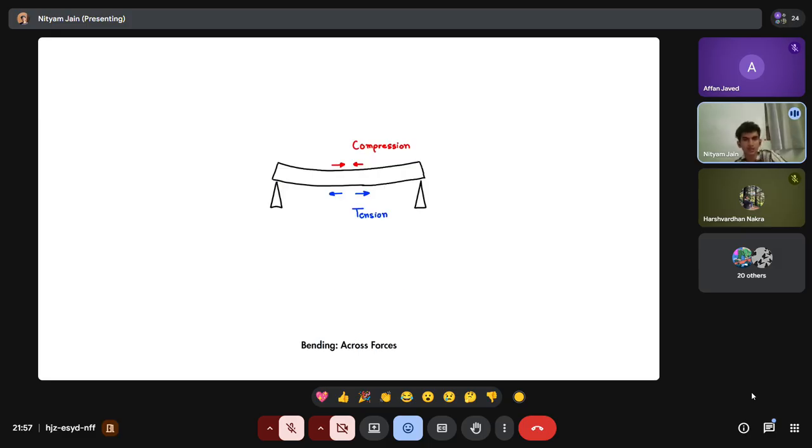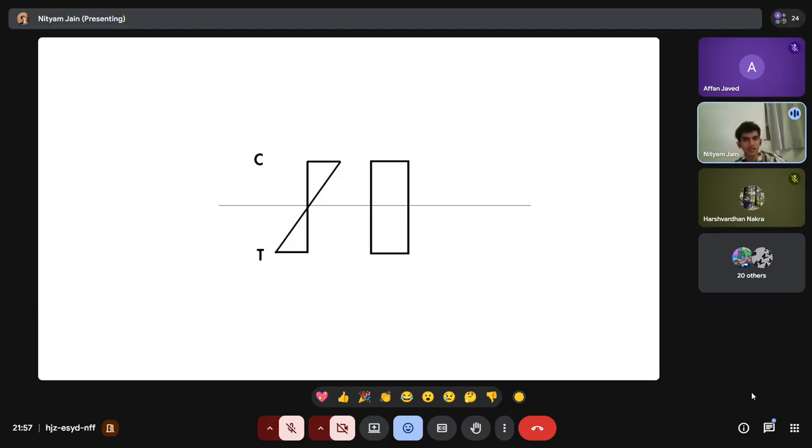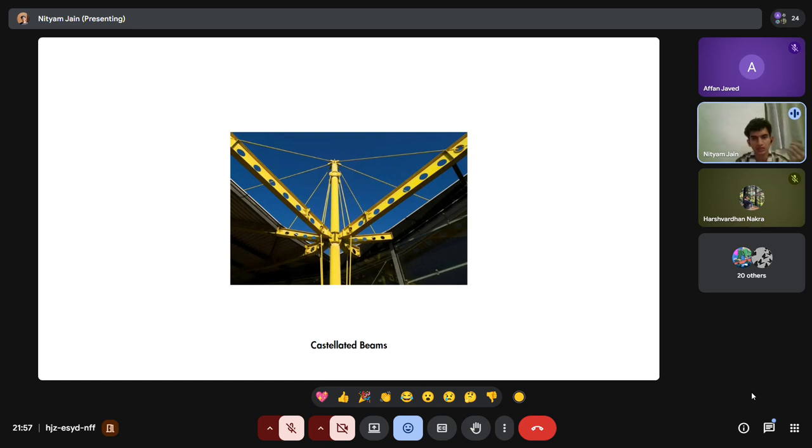And if one understands that the top member is under compression and bottom under tension, one can express the same beam as a compressive member on the top and a tension cable at the bottom to reduce the member sizes as well. Or if we see a diagram of the section of the beam, at the top there's maximum compression, at the bottom there's maximum tension. So approximately in the middle, the material is just dead load and redundant. So one can take that understanding and create something like a castellated beam.